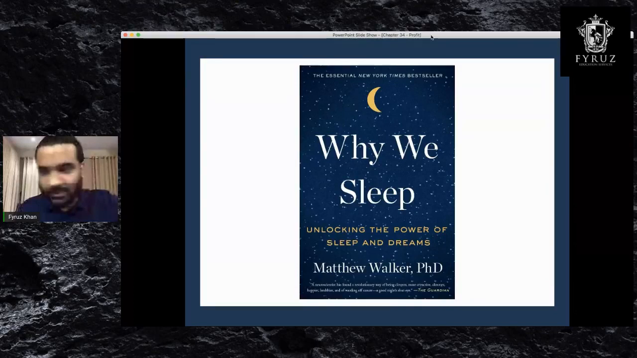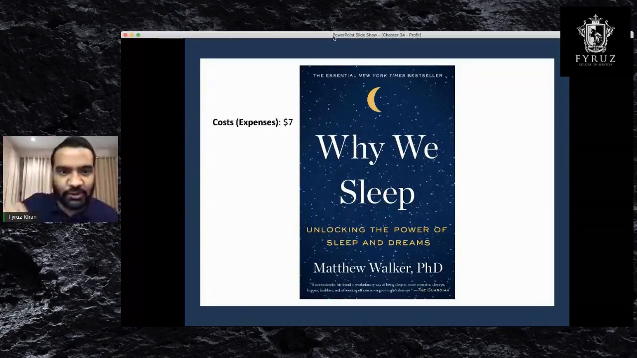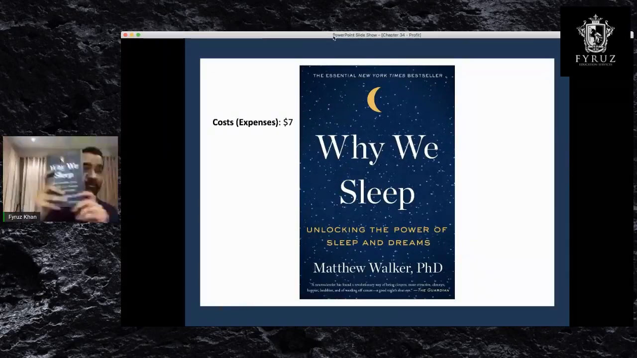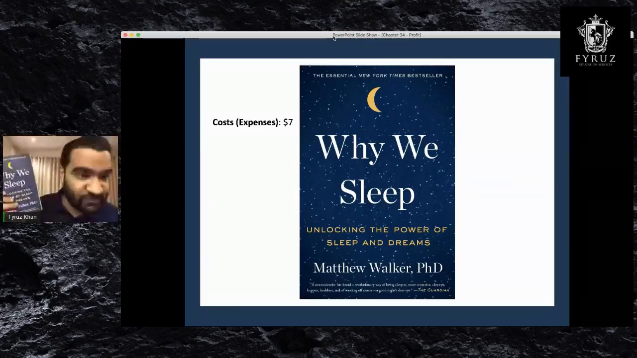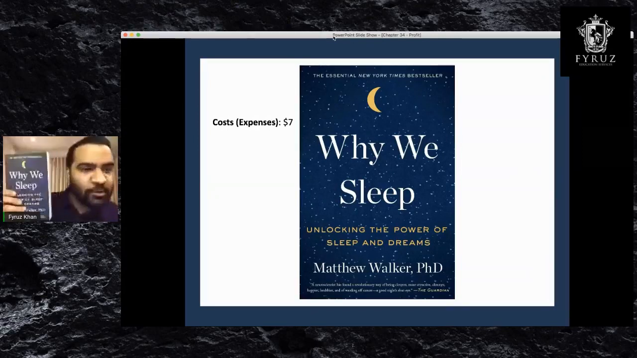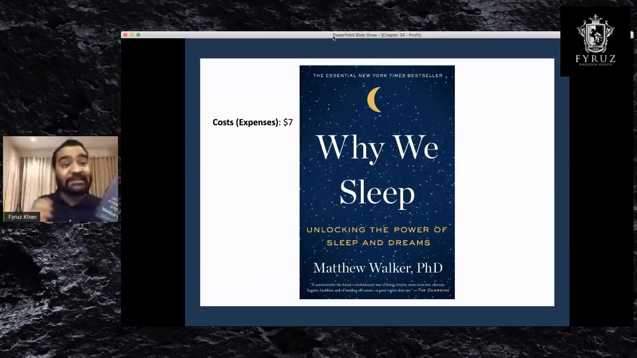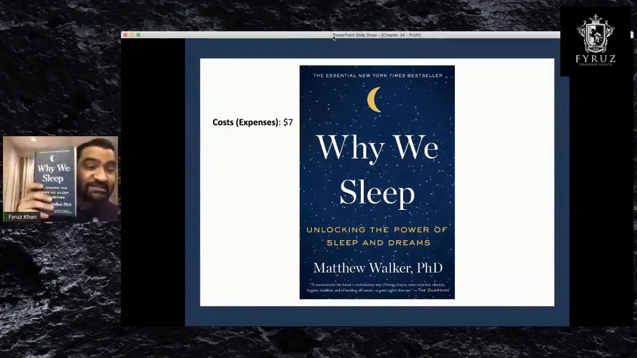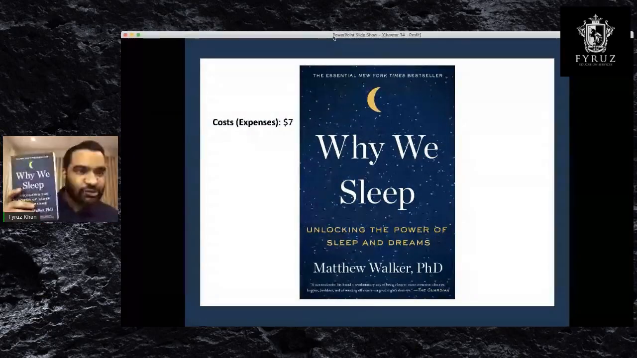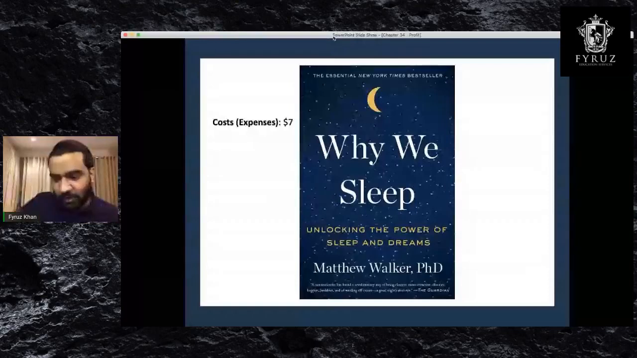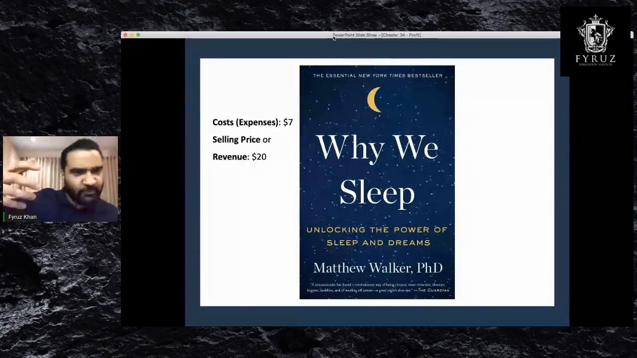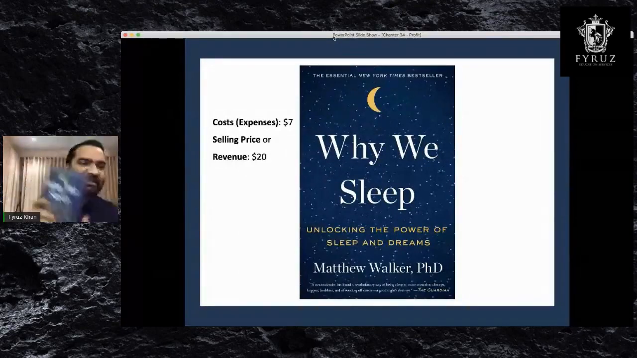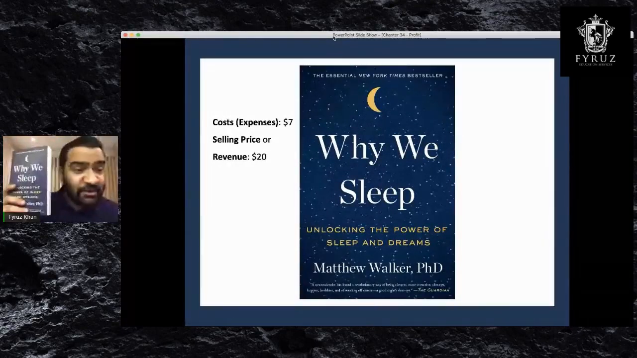This is a book that I recently bought. It's an extraordinary book. It tells you the importance of sleeping, and the cost of this book, the cost meaning the expenses, the money that it took to make this book, is $7. Okay, fine. And what is the selling price or revenue, or what do you get by selling this book? It's $20.